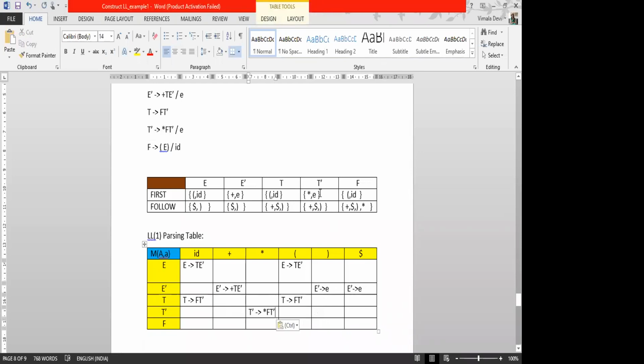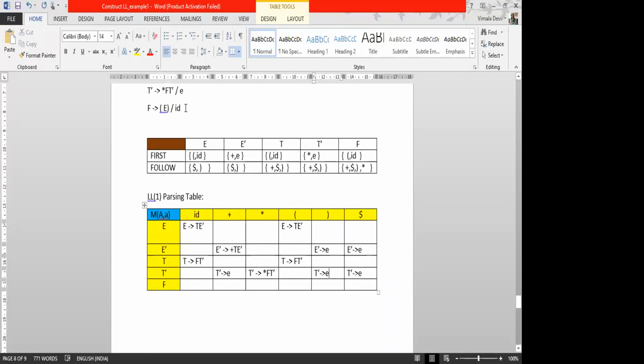Okay, T dash produces epsilon, right? We have that rule, right? Whenever T dash produces epsilon, go to the follow set. What are the follow set symbols we have? Plus, dollar, close parenthesis. There and all you write the rule T dash derives epsilon. Again the same rule, I have to fill against the dollar as well as against the close parenthesis also I have to fill the rule.